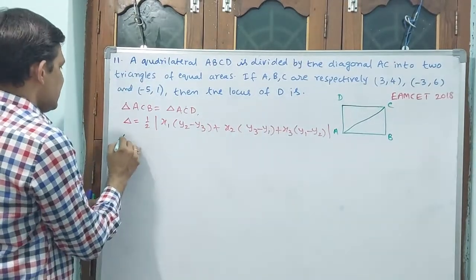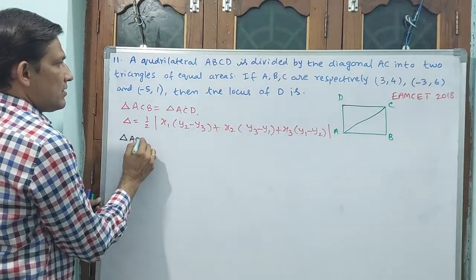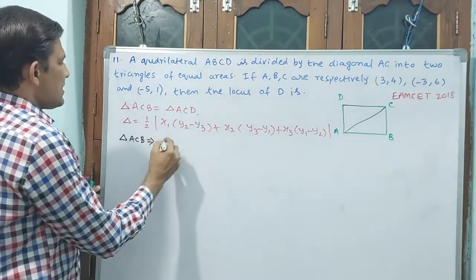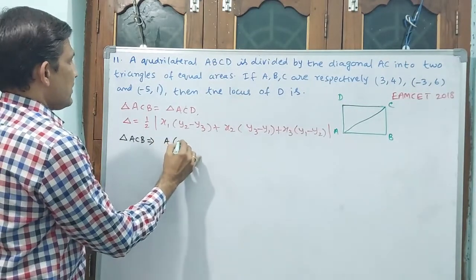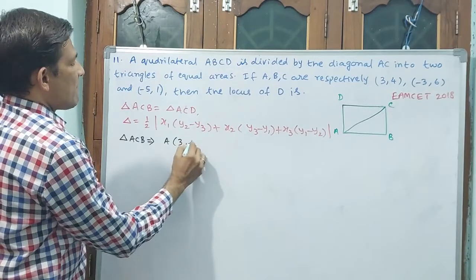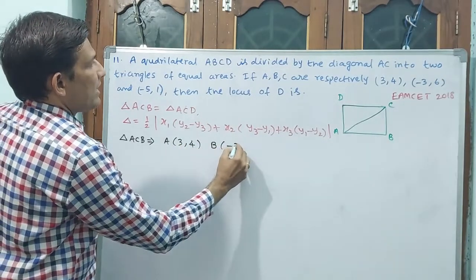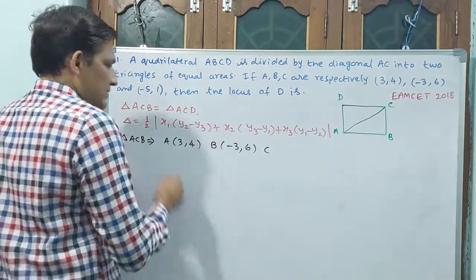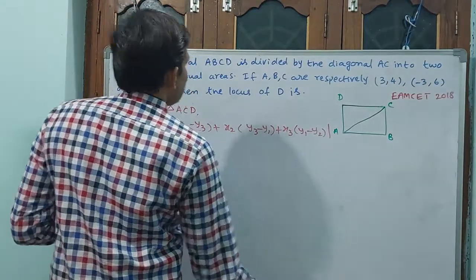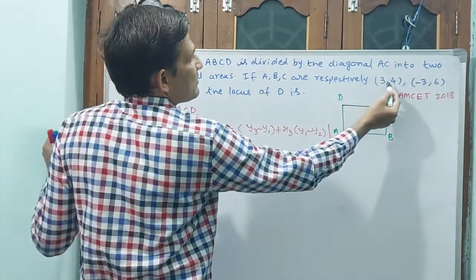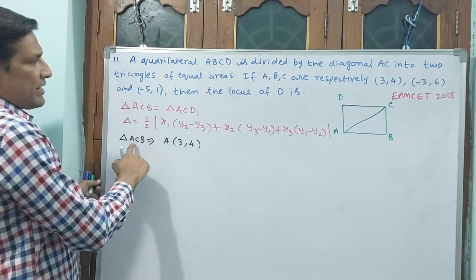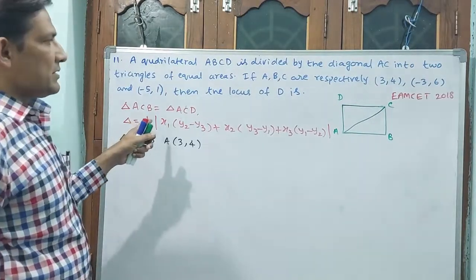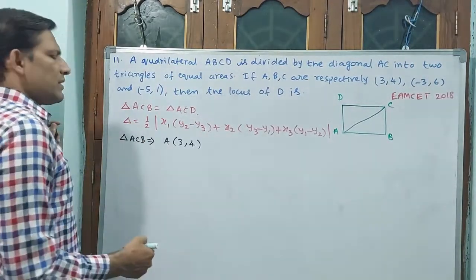Delta ACB is equal to, first let me write the A, B, C points. A is (3, 4), B is (-3, 6), C we will write next. A, B, C respectively they are telling, this is A, this is B, this is C. But here we are taking A, C, B. We can also take A, B, C, that is not a problem.